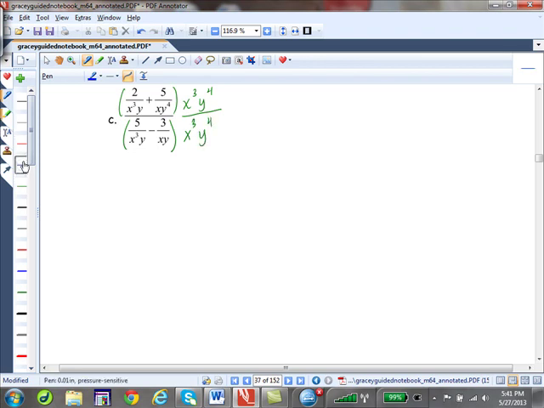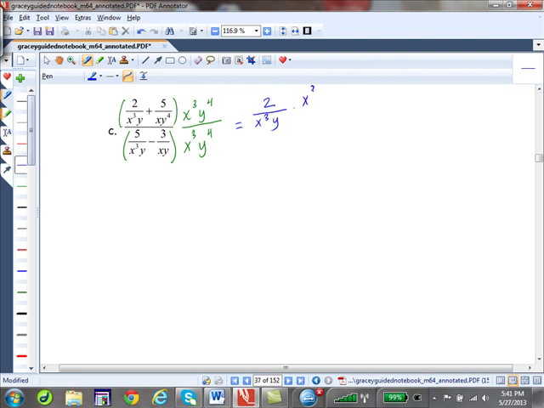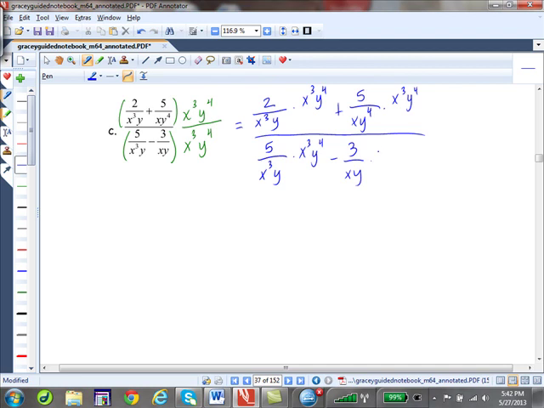So then we will have 2 over x cubed y times x cubed y to the 4th, plus 5 over xy to the 4th times x cubed y to the 4th. That will be all over 5 over x cubed y times x cubed y to the 4th minus 3 over xy times x cubed y to the 4th.